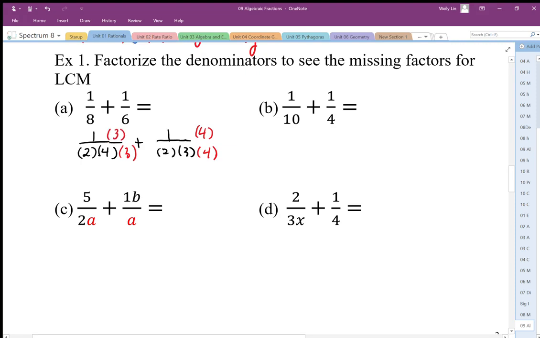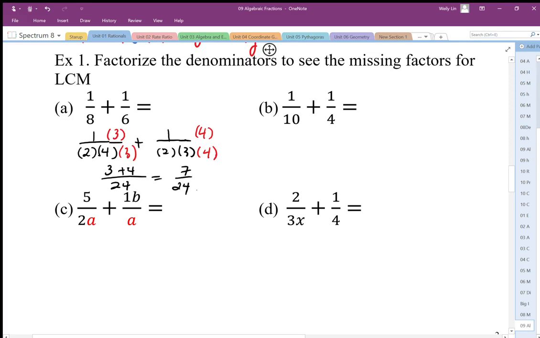So to keep it the same, keep it an equivalent fraction, I need to do the top and the bottom by the same amount. And this is how I can show that I'm getting a common denominator. So I end up with 3 plus 4 over the common denominator of 24. So I end up with 7 over 24.